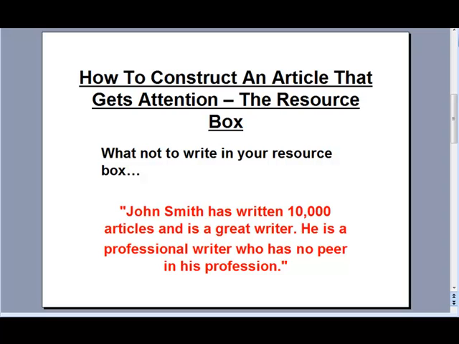And if you start saying something like, John Smith has written 10,000 articles and is a great writer, he is a professional writer who has no peer in his profession, they're going to say, what the heck? This guy had a solution for me and now he's telling me about himself. They don't want to know about you. What they want to know is about themselves and what you can do for them and help them solve their problems. So avoid using this kind of closer in your resource box.